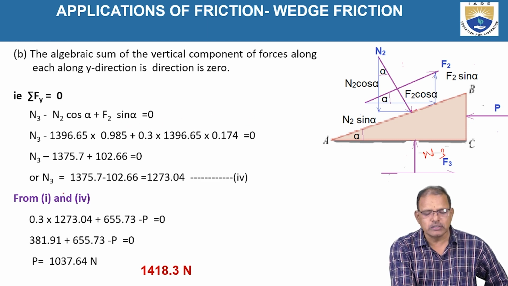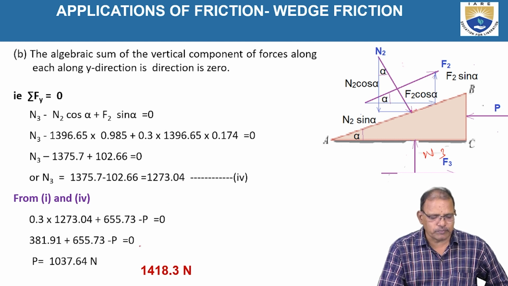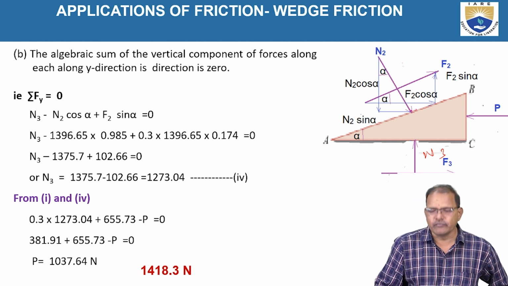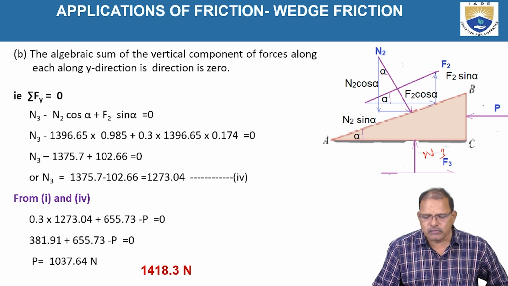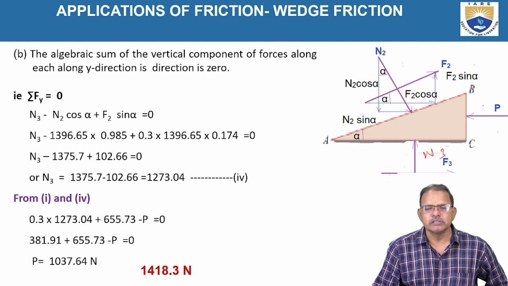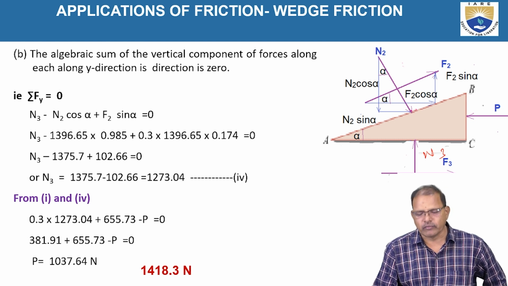From this relation, we got N3 is equal to 1273.04. By using equations 1 and 4, we got P is equal to 1037.64 newtons. This is our required answer. By using the wedge, we can determine the minimum force P that can be applied on the wedge so that the object can be moved upward. The main application of the wedge is to lift heavy loads over a small distance, particularly in industries where the assembling of heavy parts is required.